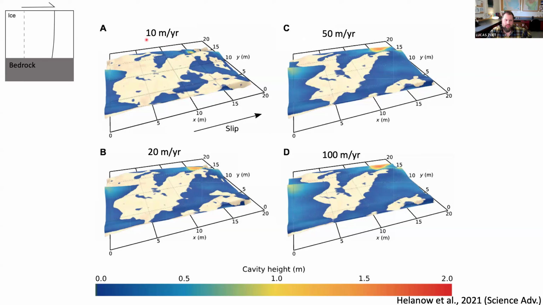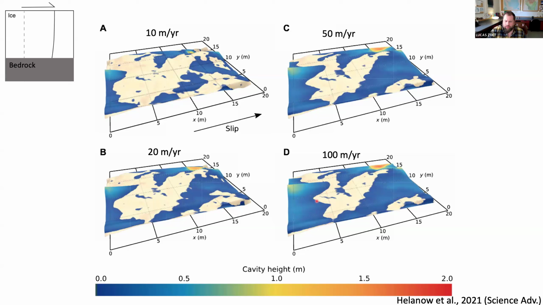So this upper panel is the ice sliding at 10 meters a year. And everywhere there's this beige color, the ice is in contact with the bed. And so those are the areas that are actually providing resistance. They're pushing back on the glacier. Whereas everywhere there's this blue color, there's a cavity. And so in those areas, the ice is not in contact with the bed and can't push back. And as the ice goes faster, 10, 20, 50, 100 meters a year, you can see that the blue area gets bigger and bigger and bigger, meaning the parts of the bed that actually are supporting the drag, supporting the resistance, are getting smaller and smaller and smaller.